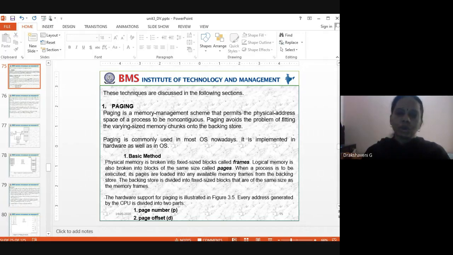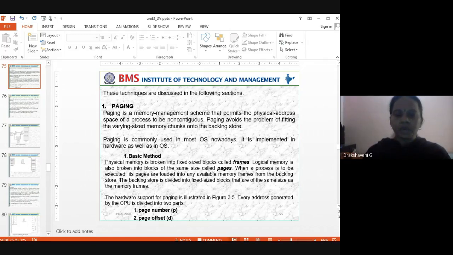Paging is a memory management scheme. It is one type of scheme that permits the physical address space of a process to be non-contiguous. We have seen in the last classes that for some things we call it a logical address, and for some things a physical address. For the memory in your CPU, we call it a logical address, and the memory present in the physical memory is called a physical address.